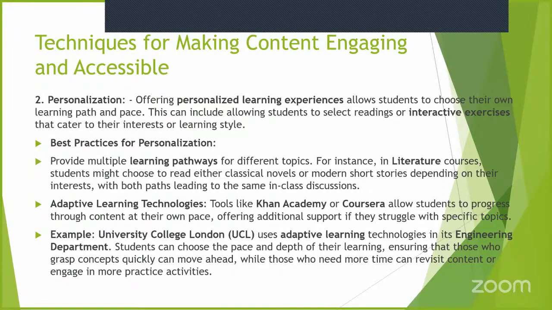Adaptive learning technology, that is tools like Khan Academy and Coursera, allows the learners to progress through content at their own pace, offering additional support if they struggle with a specific topic. Another example is University College London, which uses adaptive learning technologies in its engineering department, where students can choose the pace and path of their learning, ensuring that those who grasp the content quickly can move ahead, while those who need more time can revisit the content or engage in more practice activities.